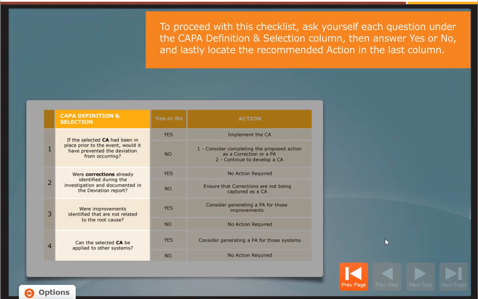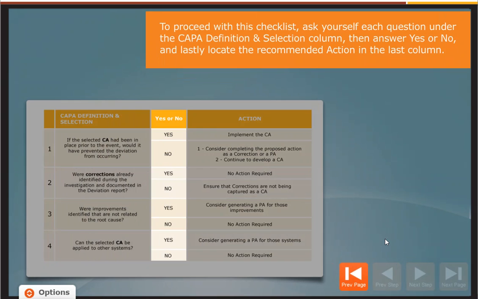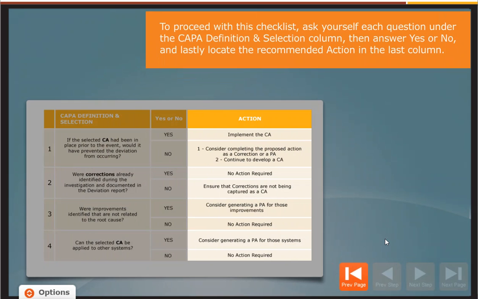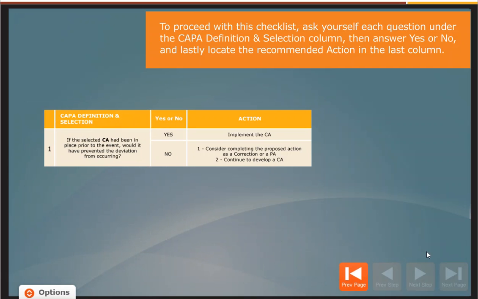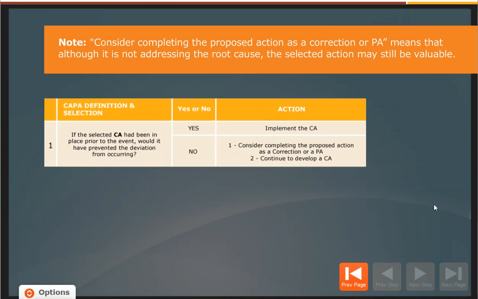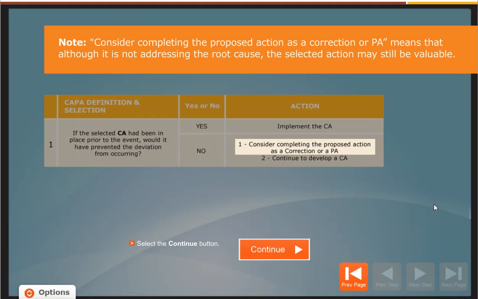To proceed with this checklist, ask yourself each question under the CAPA definition and selection column. Then answer yes or no. And lastly, locate the recommended action in the last column. Consider completing the proposed action as a correction or preventive action means that although it is not addressing the root cause, the selected action may still be valuable.